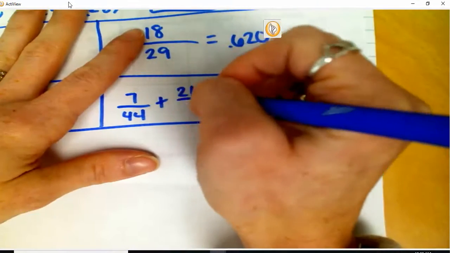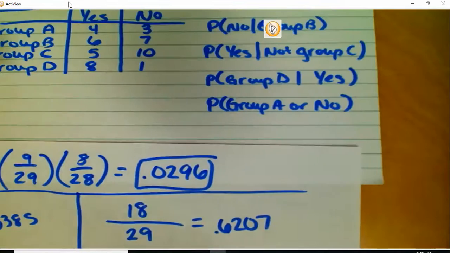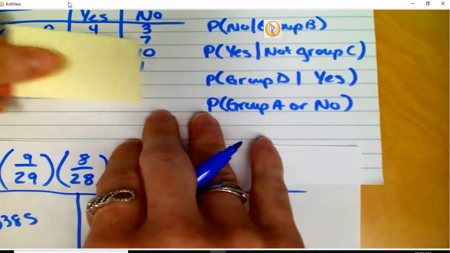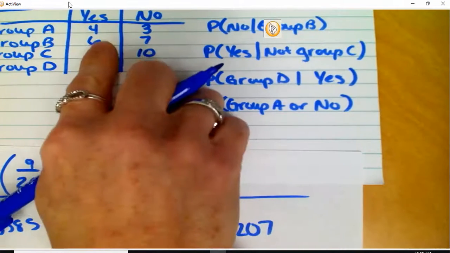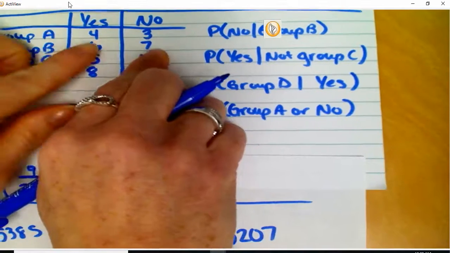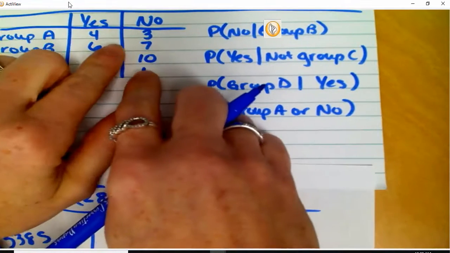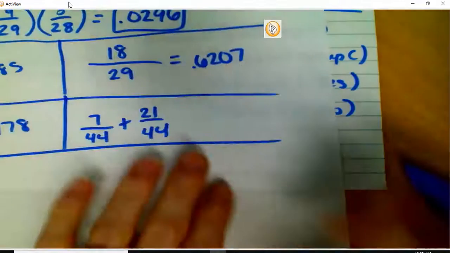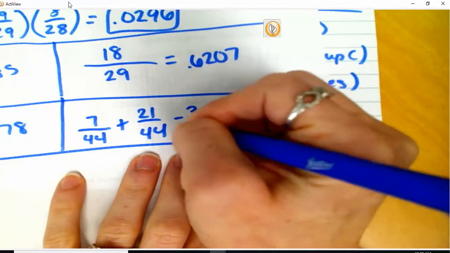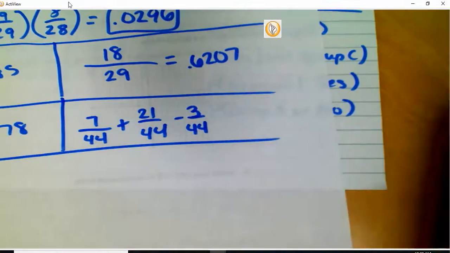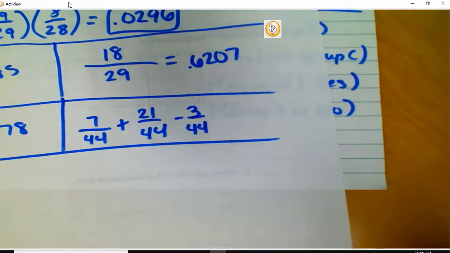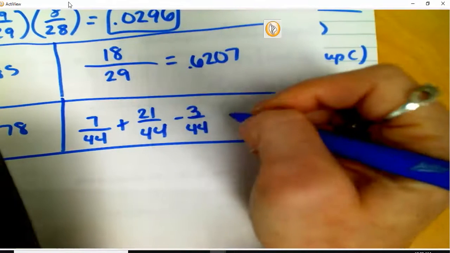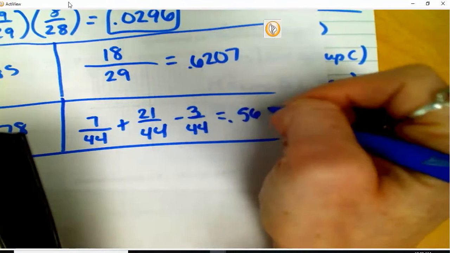21 out of 44. But there is a problem because I added up all of my group A and I added up all of my no. What if I double counted those 3, the group A's that said no? So if we subtract those off, we should get 0.5682.